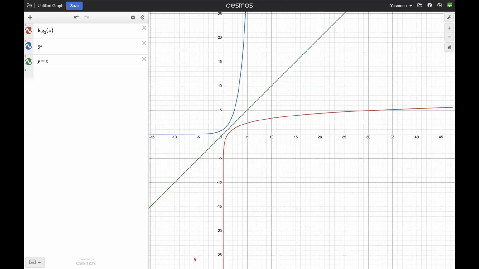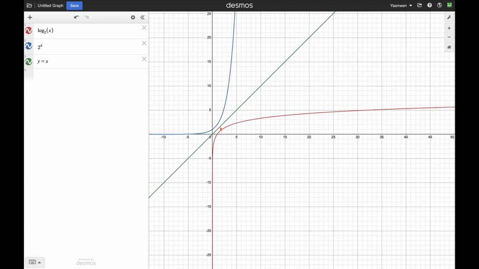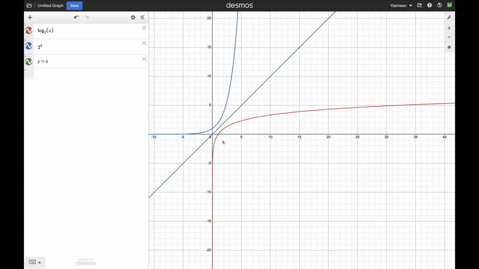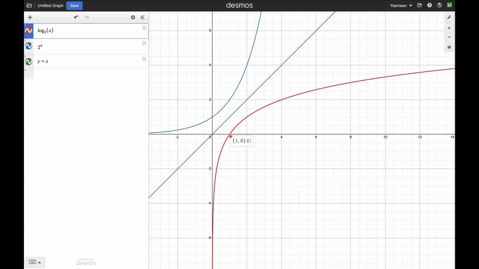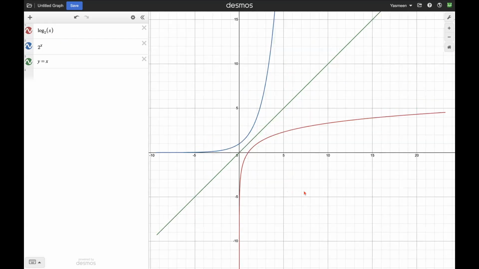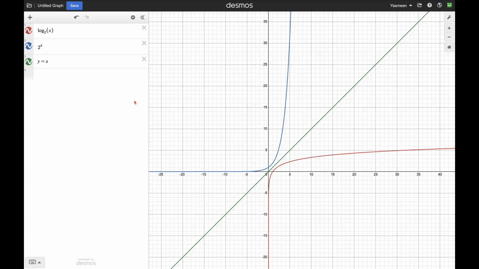So, for studying purposes, keep this basic shape in mind, right? So as I approach 0 from the right, I'm going to go to negative infinity. As I approach positive infinity, I'm also going to go to infinity. Another thing I want to point out is notice, what is this point? So this is 1 comma 0, and that's because we're saying, well, 2 to what power is equal to 1? Well, 2 to the 0. All right, so this is just the general visualization I want you to keep in mind.